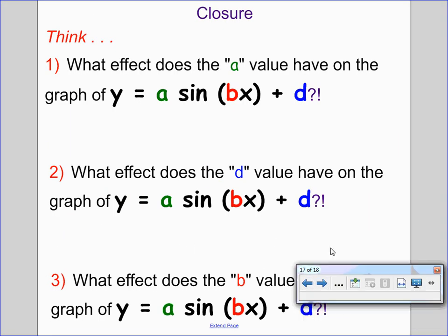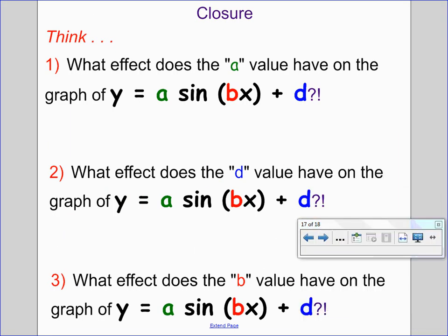So what effect does the value of A have on my sine wave? What effect does D have on my sine wave? And what effect does the B value have on that sinusoid? Go ahead and put a written response down, and I'll call on you to share with the whole class. What effect does each of those parameters have on my sine wave?